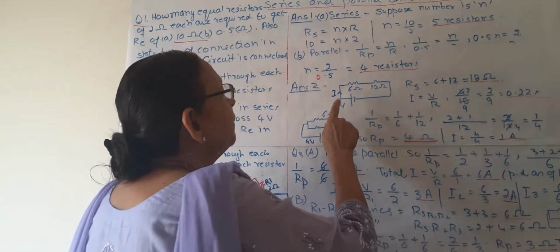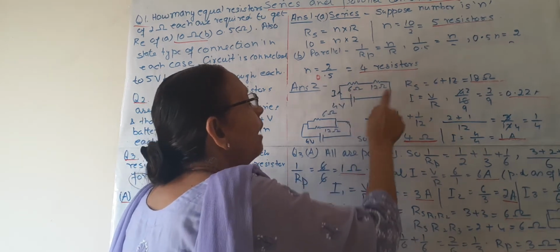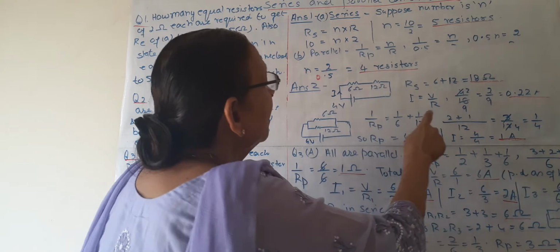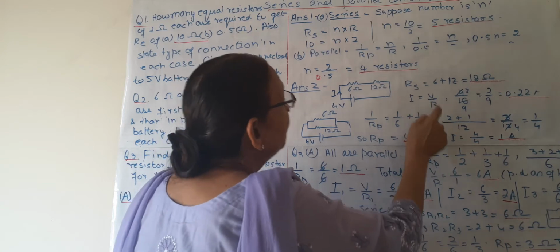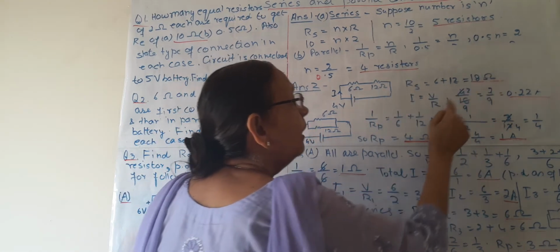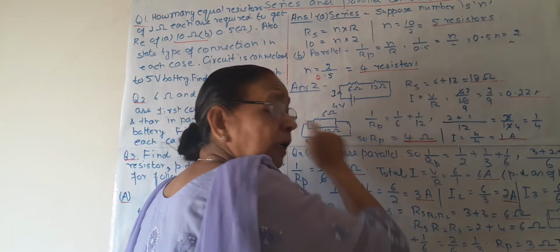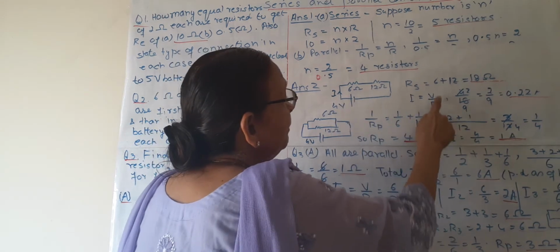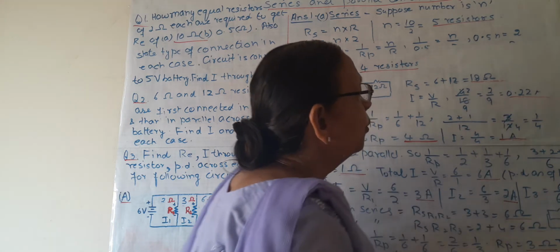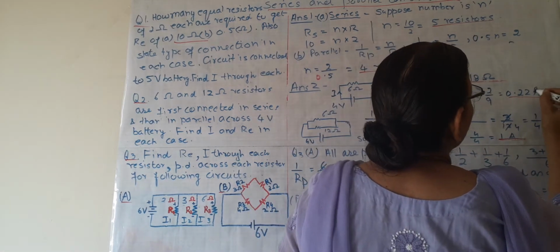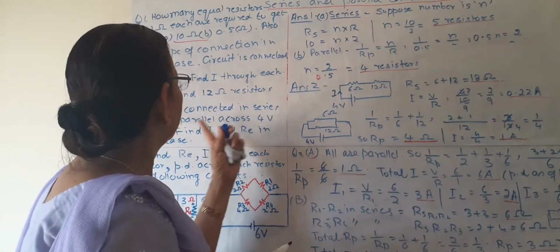Here remember, when we are calculating I in series or in parallel, we have to take total R. We cannot take V upon 6, then it will be wrong. We will take V upon 18. Total R we have to take when we are calculating the current of the total circuit. So it will be V upon R, 4 upon 18 or 2 upon 9 or 0.22 ampere. So in series the current is this, and in second it is written in parallel.